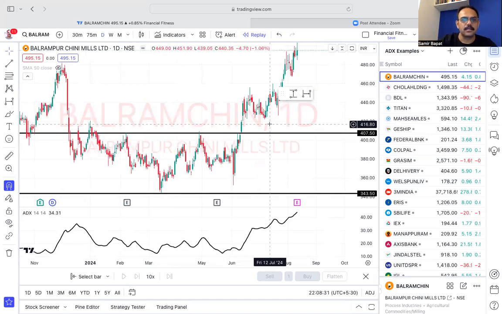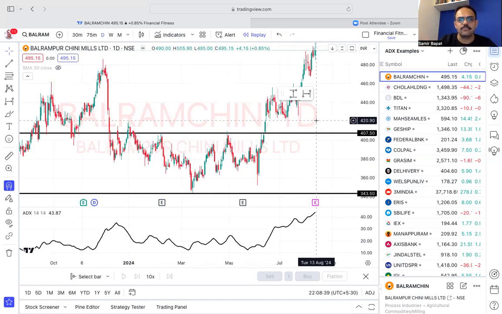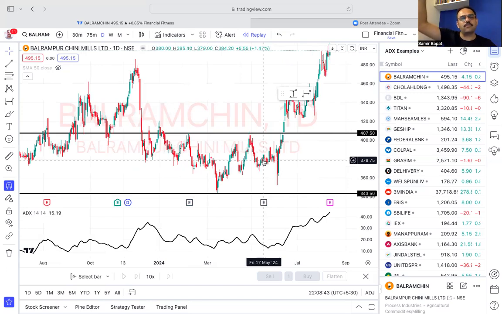Still it went up. There was a little consolidation, again it went up, a little consolidation and then it went up, so that may occur. But typically, since it consolidated for almost 3 to 4 months, once it breaks out above, it is likely to go up pretty much on its own.